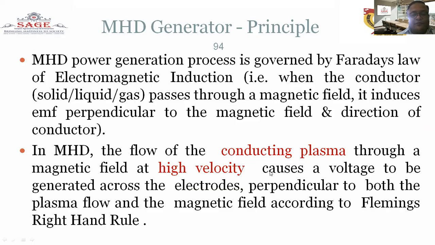In MHD, the flow of conducting plasma through a magnetic field at high velocity causes a voltage to be generated across the electrodes, perpendicular to both the plasma flow and the magnetic field, according to Fleming's right-hand rule.